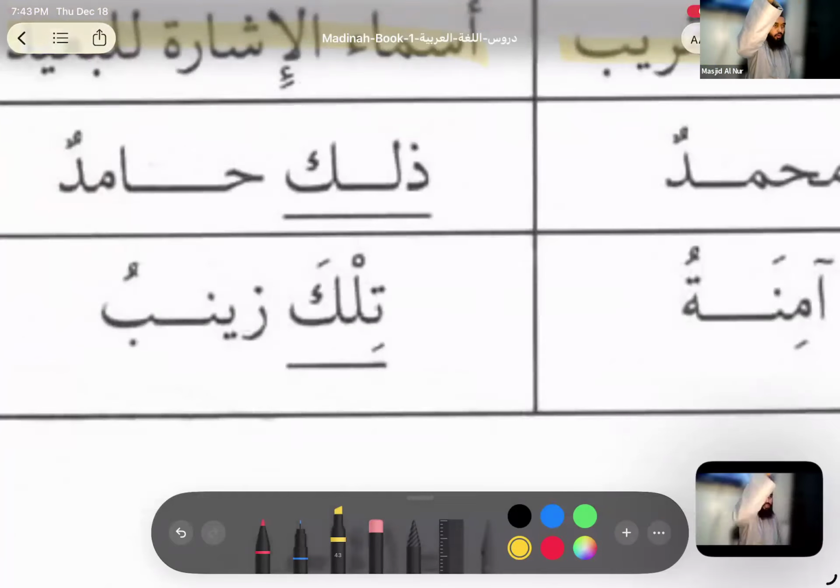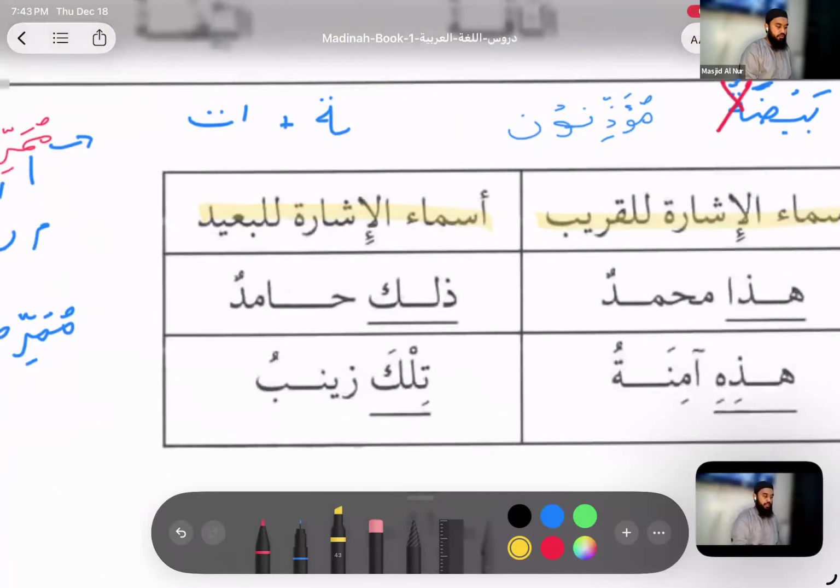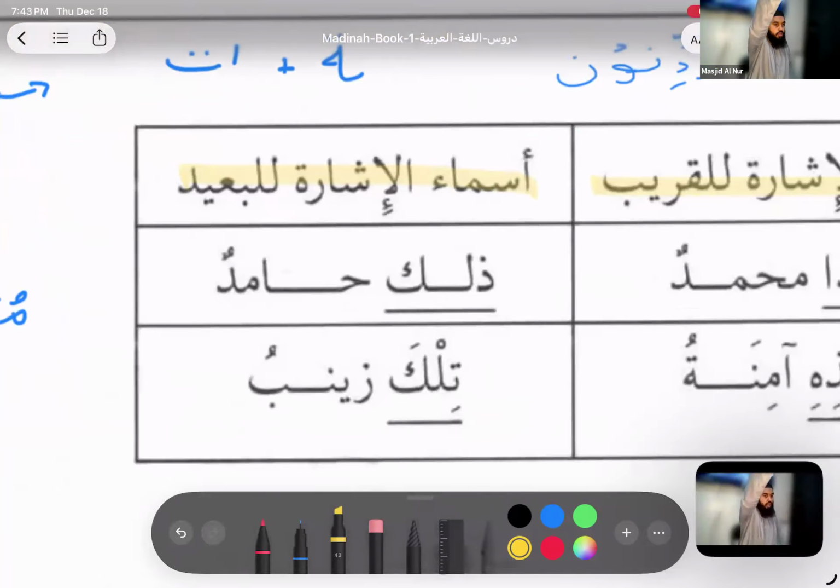When Muhammad is far away, we'll say, ذلك Muhammad. But they give another example. They say, ذلك Hamid, he's far away. This, that. هذا, ذلك. But in Arabic, it's not just that. There are genders in it as well. So you have to say, هذا, ذلك, هذه, تلك. So there are 4 words you have to learn. In English, there are only 2, right? This, that. This, that. That's it. In Arabic, no. You have to learn the difference between the genders.